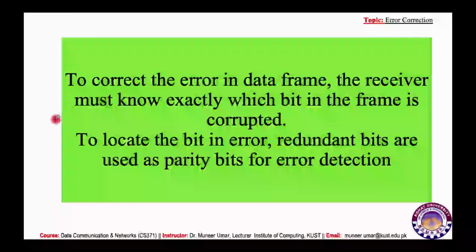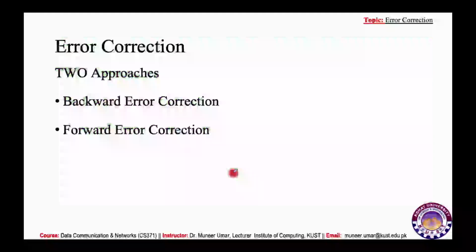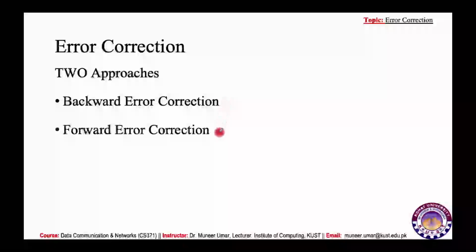To correct the error in a data frame, the receiver must know exactly which bit in the frame is corrupt. To locate the bit in error, redundant bits are used as parity bits for error detection. So, before correction of bits, it is essential to know the corrupted bits, and for detection of corrupted bits, parity bits are used. There are two approaches for error correction. The first one is backward error correction, and the second one is forward error correction. We will discuss these two in the coming slides.